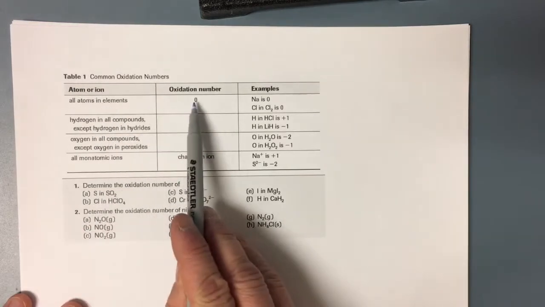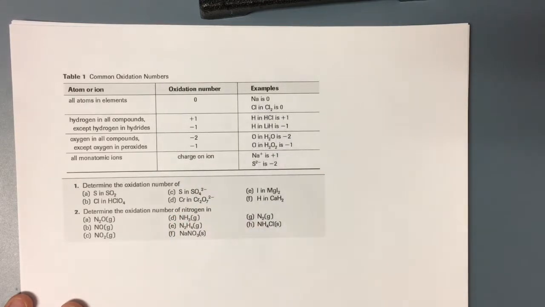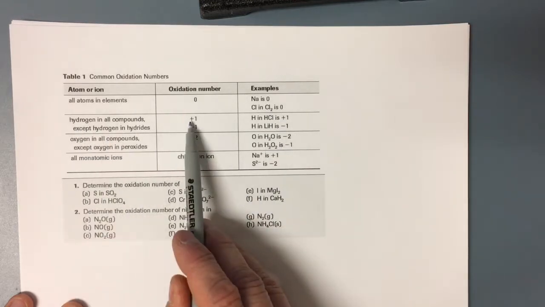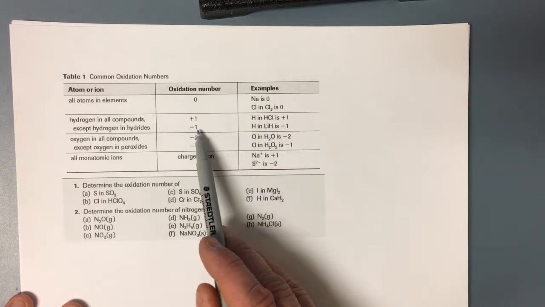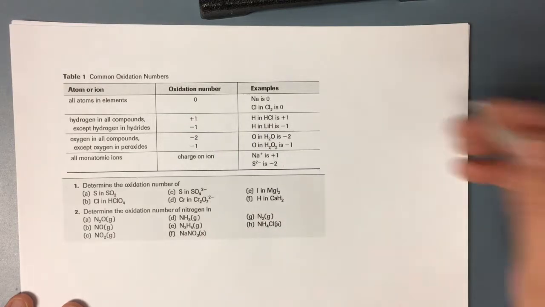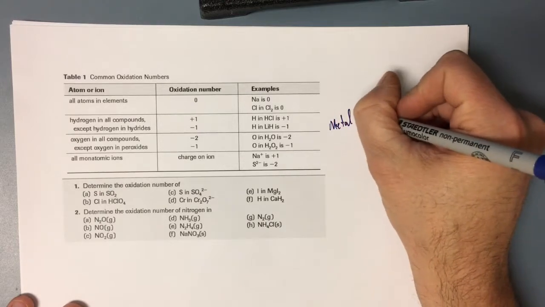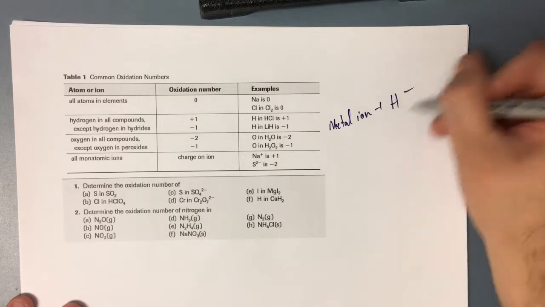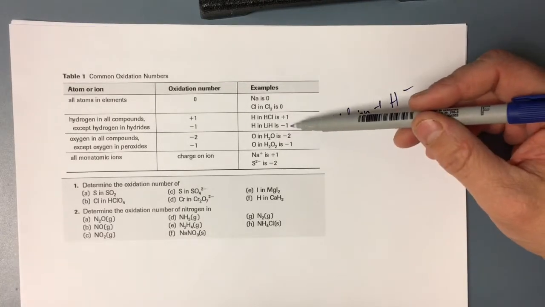So all atoms are assigned an oxidation number of 0. So sodium is 0, and chlorine atoms and chlorine are 0. Hydrogens will be +1 if they're in a compound, but if they're in a metal hydride, so that's going to be some sort of metal ion and hydride ion, the hydride ion is a -1. They're fairly uncommon to see.